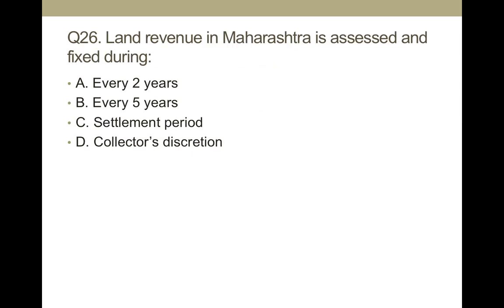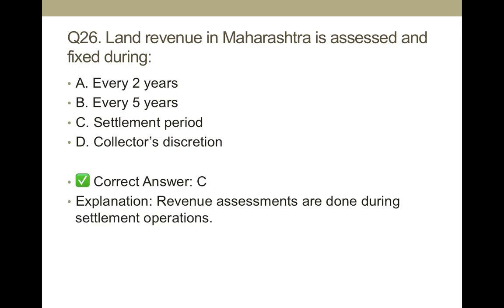Question 26. Land revenue in Maharashtra is assessed and fixed during option A, every 2 years, option B, every 5 years, option C, settlement period, and option D, collector's discretion. So the correct answer is option C, that is, the settlement period. Revenue assessments are done during the settlement operations.